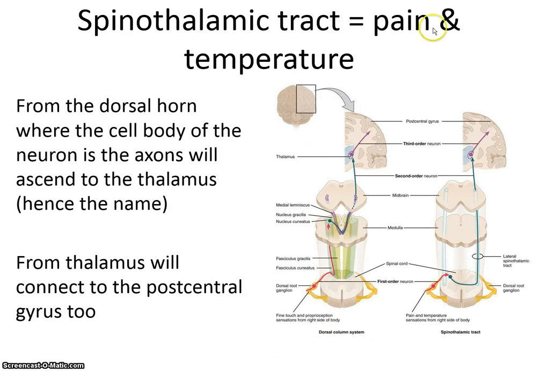The spinothalamic tract, which is for pain and temperature, ascends from the dorsal horn, where the cell bodies are, to the thalamus, hence the name, from the spinal cord to the thalamus. From the thalamus, we will connect to the postcentral gyrus as well. So, again, same cartoon here, we're just focusing on this side.